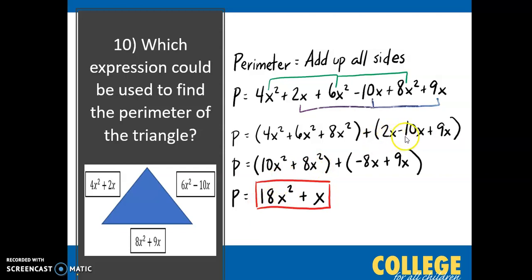Right here I have 2x minus 10x plus 9x. 2x minus 10x is negative 8x, plus 9x equals positive 1x. So my final perimeter is 18x squared plus x. I can't combine these terms because one has the exponent 2 and the other one doesn't. So this is my final answer.